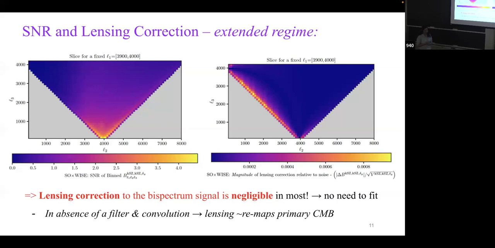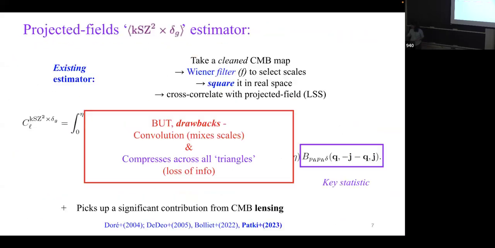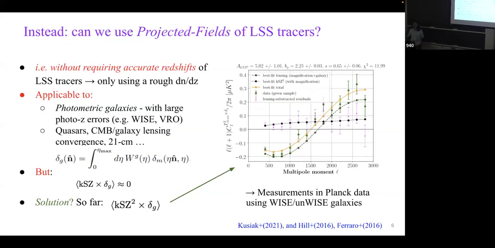What you were calling the kSZ squared measurement: at the start you mentioned three techniques, pairwise kSZ, velocity-weighted stacking, and velocity-weighted reconstruction. Is this kSZ squared one of those? No, that's not equivalent to any of those.